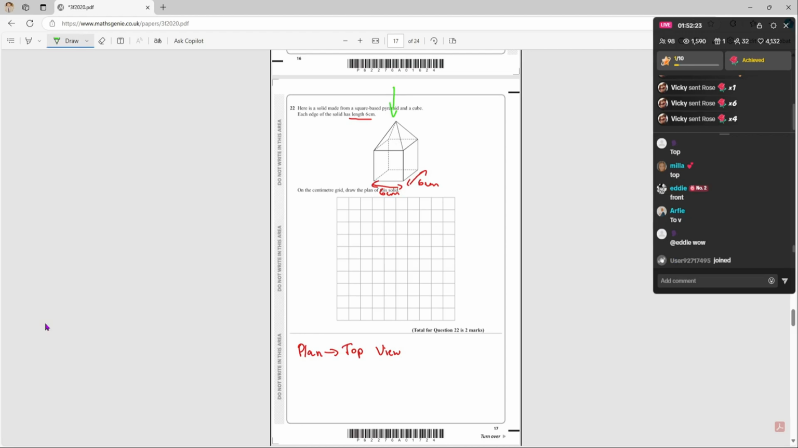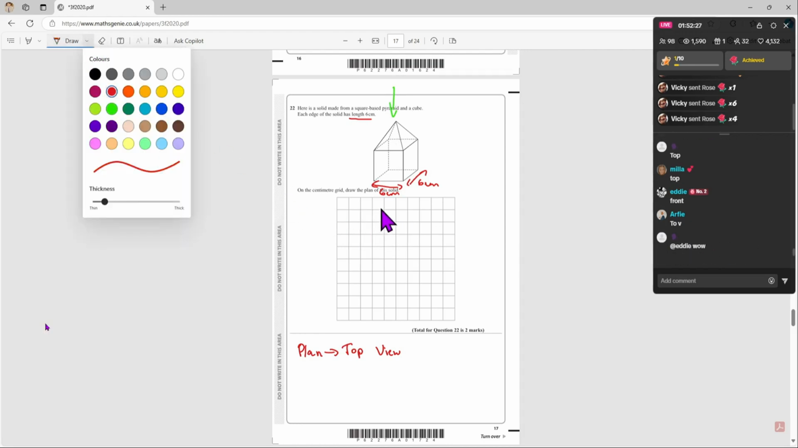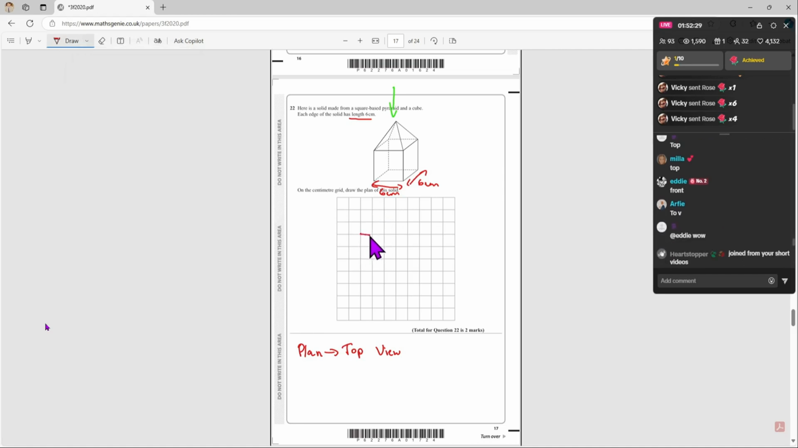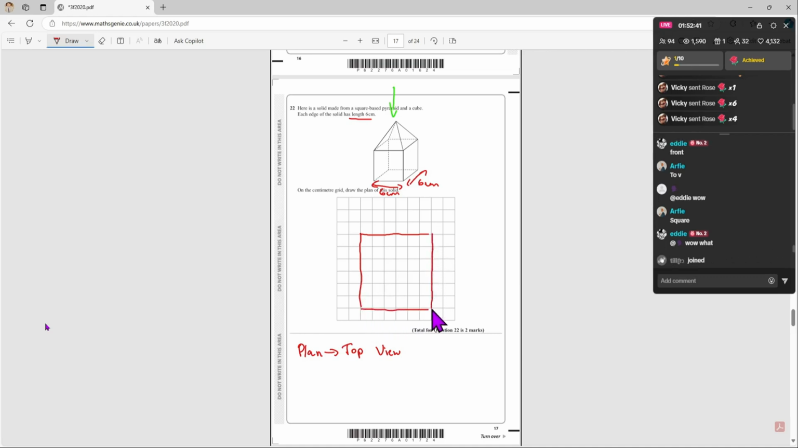So you know that the shape is going to be 6 by 6. So it's going to be 1, 2, 3, 4, 5, 6, and then 1, 2, 3, 4, 5, 6, and then 6 like this, and 6 like that. And guys, please mind my wonky lines. Make sure you use a ruler in the actual exam. And that is not our plan, guys. We haven't finished our plan.